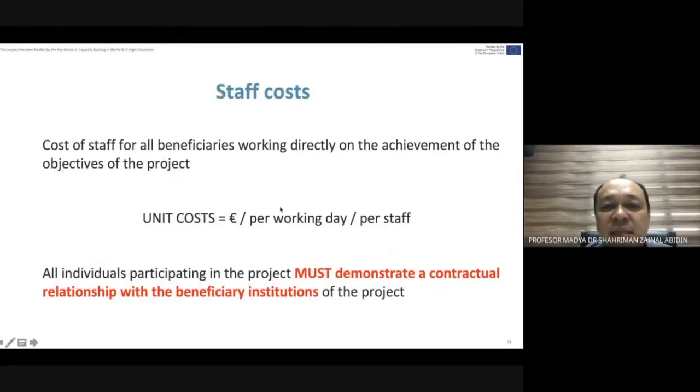Staff cost ni, ini dia punya formula. Cost of staff for all beneficiaries working directly on the achievement of the objective of the project, dan the unit cost bersamaan dengan euro per day per staff. Ni kena ada seorang yang handle, someone yang ada background finance ke ataupun engineering, formulating staff cost ni dalam monthly timesheet. And then all individuals participating in the project must demonstrate a contractual relationship with the beneficiary institution of the project.